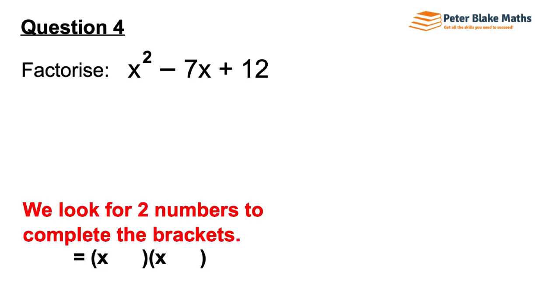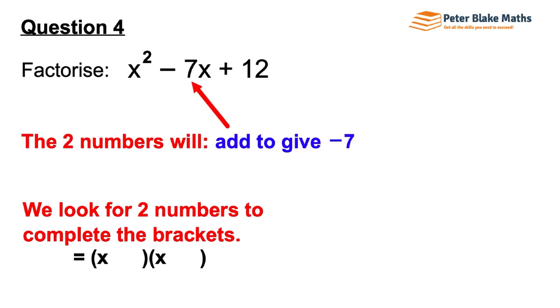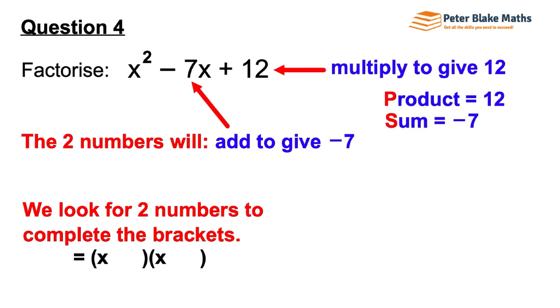Our two numbers that we're looking for to complete the brackets will add together to give minus 7 and multiply together to give 12. They'll have a product of 12 and a sum of minus 7. So the factors of 12 that have got something to do with 7 are 1 and 12, 2 and 6, and I think 3 and 4 are likely.